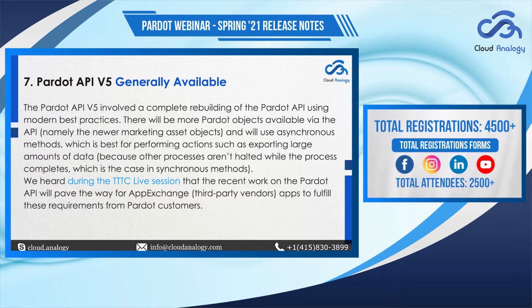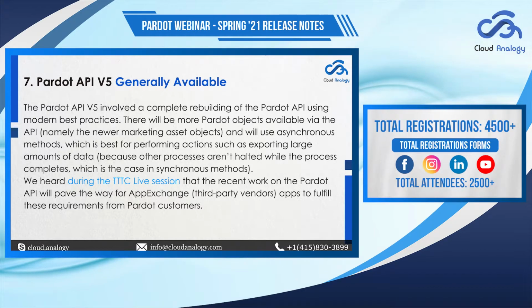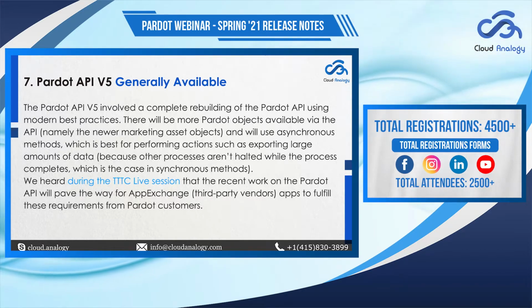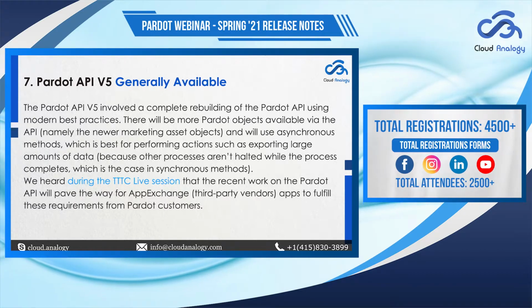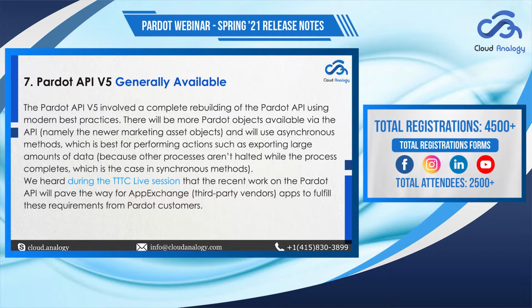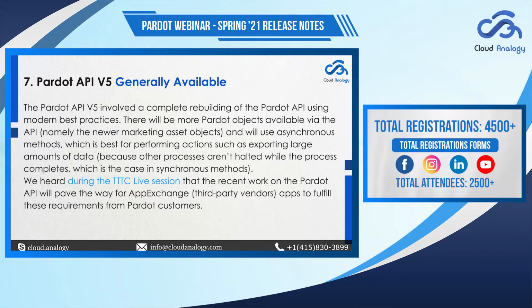We also heard during the TTC live session that the recent work on the Pardot API will pave the way for AppExchange. So I think this is going to help a lot of users. Yeah, absolutely. Initially I built some functionalities using version 3 or 4 APIs, and there were some objects and fields we were not able to access, but now using version 5, we may be able to access those fields as well, and that will again help us build more accurate functionalities for our users.